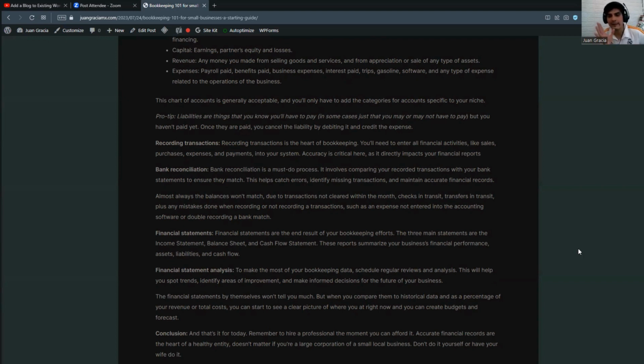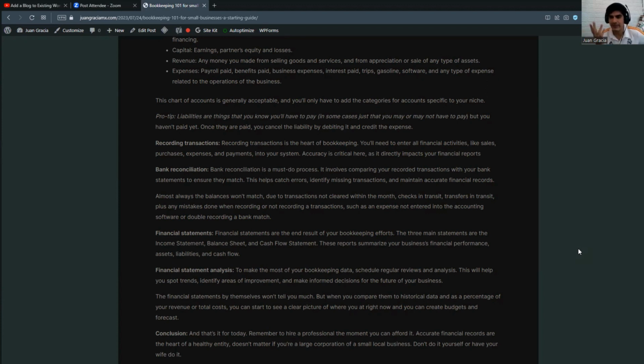Almost always, the ending balance of your bank statement and the ending balance in your accounting software are not going to match, but that's normal. This is due to transactions that you already recorded but that have not cleared your bank account within the month, so they're not going to show up. They're going to show up in the next month, because the transaction is going to clear in the first couple of days of the following month.